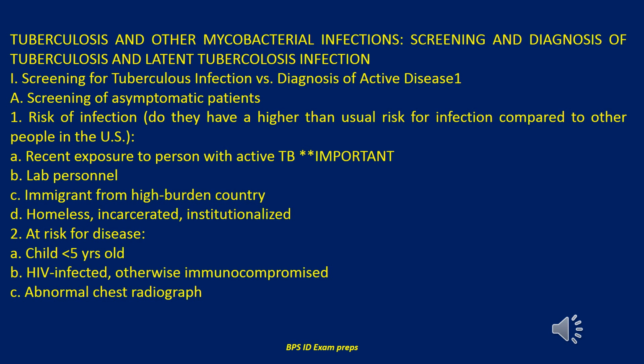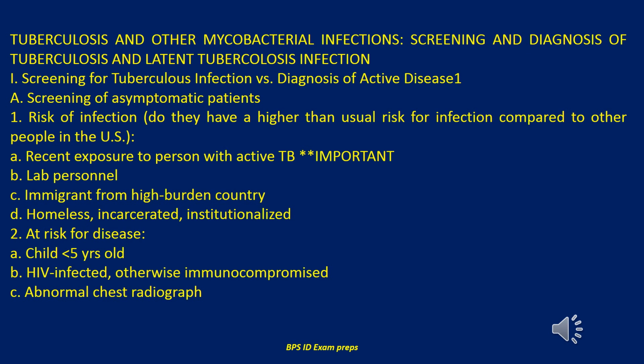Let's begin by looking at screening for tuberculous infection versus diagnosis of active disease. When screening asymptomatic patients, we should consider the risk of infection. Do they have a higher than usual risk for infection compared to other people in the US? Such cases include: A. Recent exposure to a person with active TB. This is important.